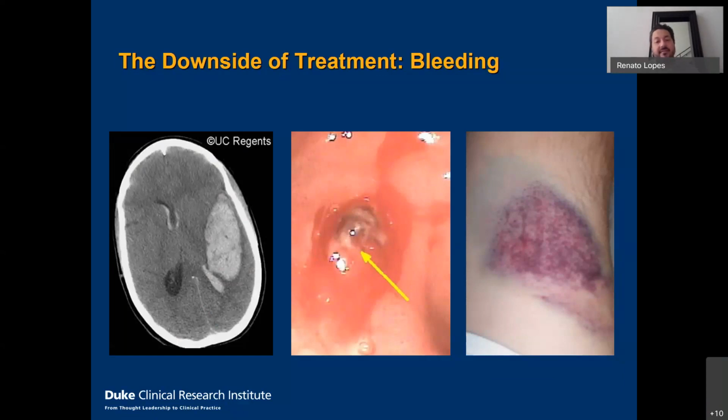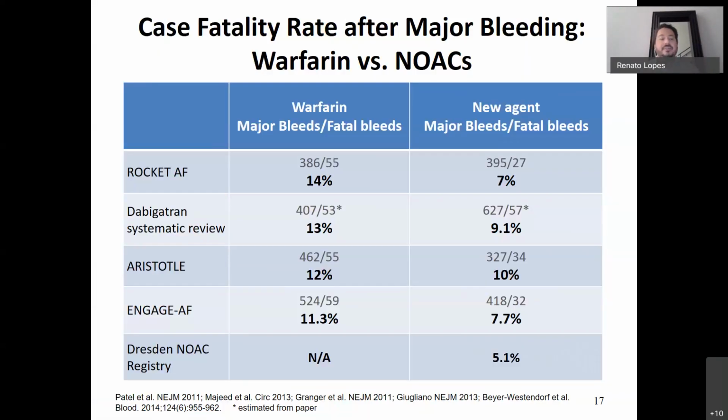We have the intracranial hemorrhage, the most severe types of bleeds. Then we have the most common type of bleed, which is the GI bleed. And then we have the less severe bleeds, which are called minor bleeds, like hematomas or hematuria. And we learned that all bleeds are important, regardless of the severity. But let's see what these trials showed us. So let's start with fatal bleeds.